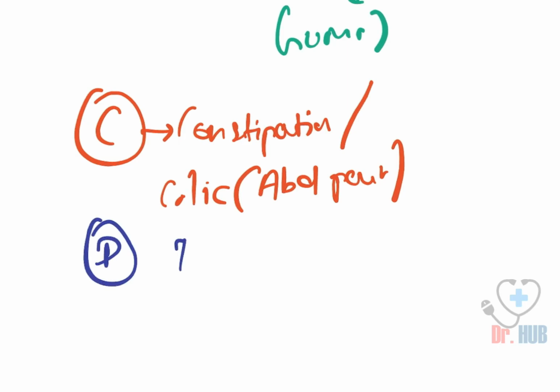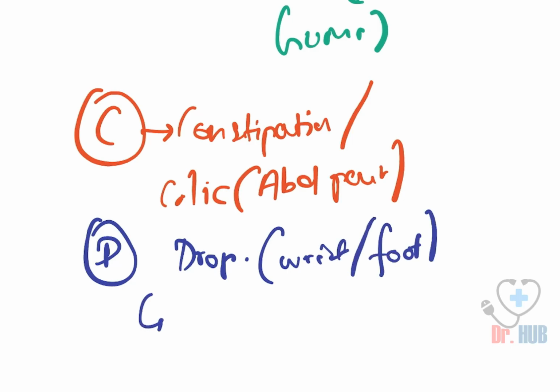Next we look at D. D for drop. So what is this drop? It is nothing but wrist as well as foot drop which is seen. The wrist and foot drop is due to neuropathy.